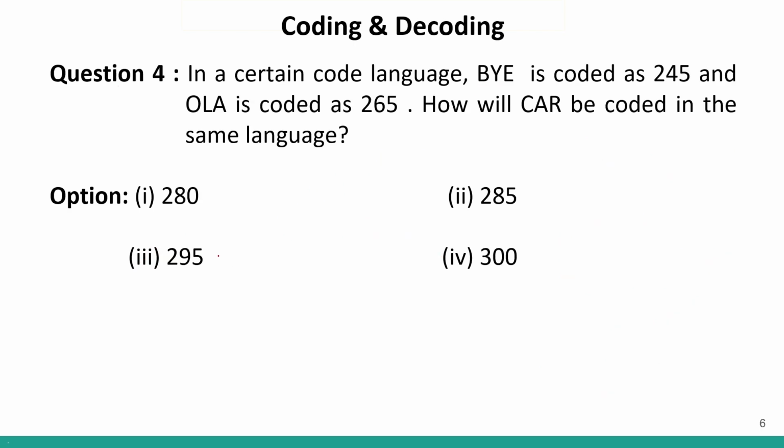Moving forward to question number 4. Question number 4: in a certain code language, BY is coded as 245, OLA is coded as this. We have to find the code for CAR.